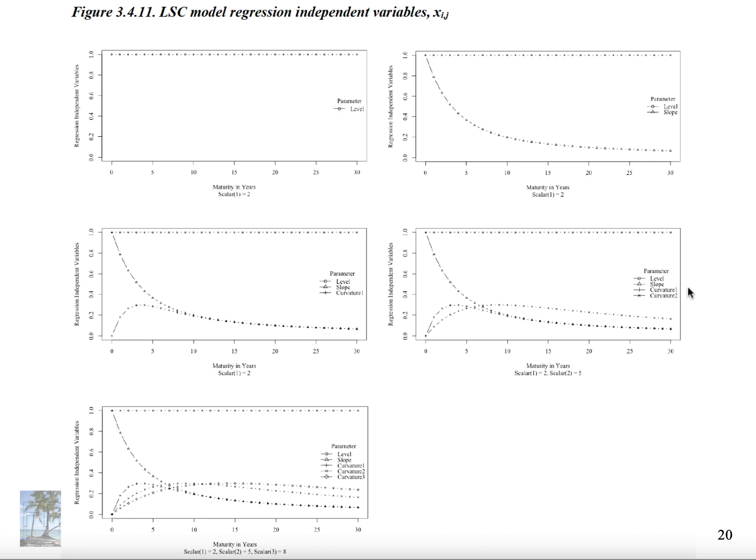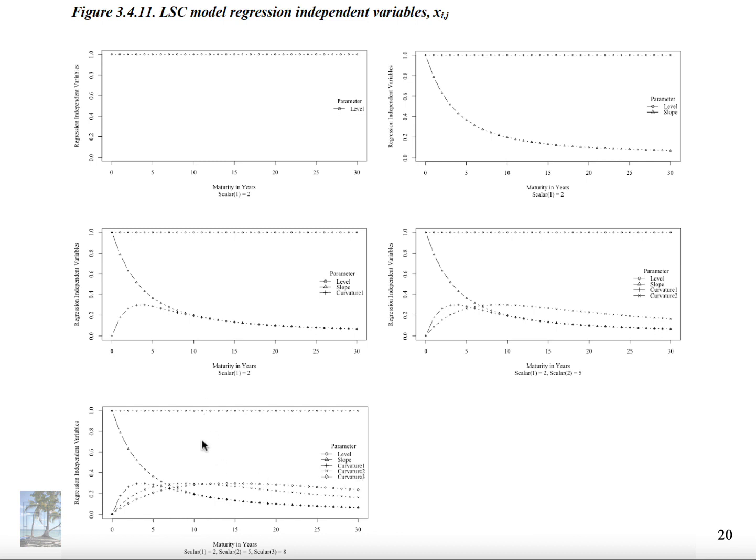If I have a 2-curvature model and the scalar for the second curvature is 5, what you observe is the weighting for curvature 2 applies more weight the further out on the maturity structure. And you could continue to build this out with a variety of different curvatures.